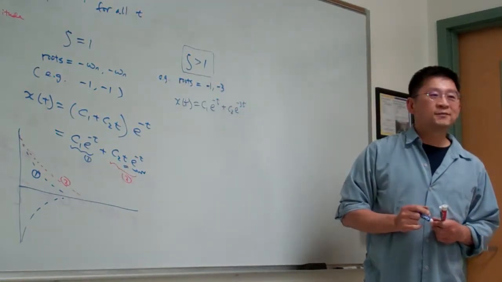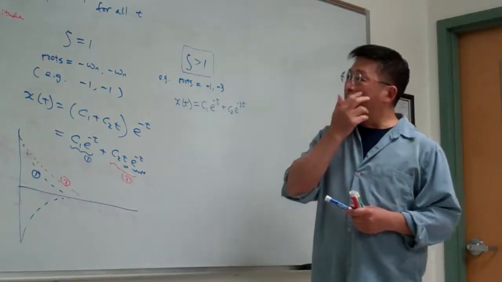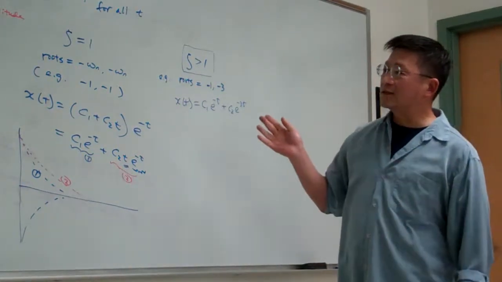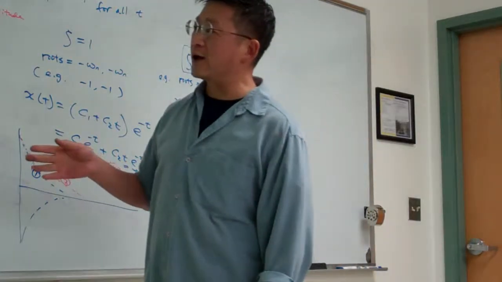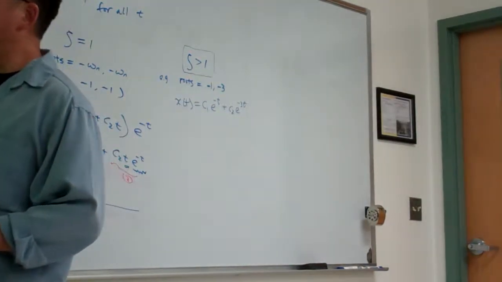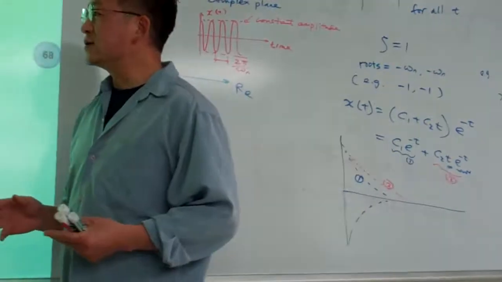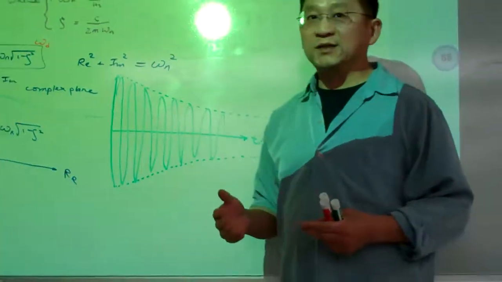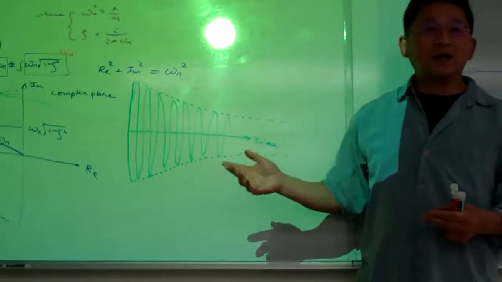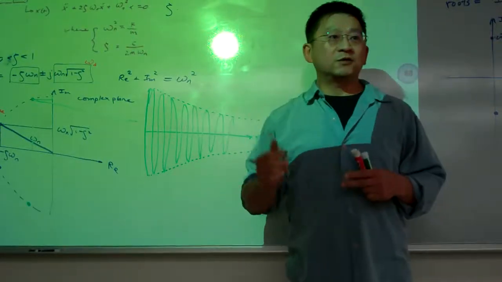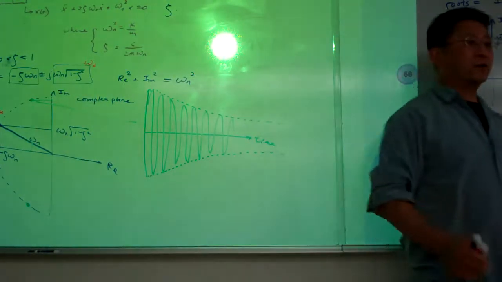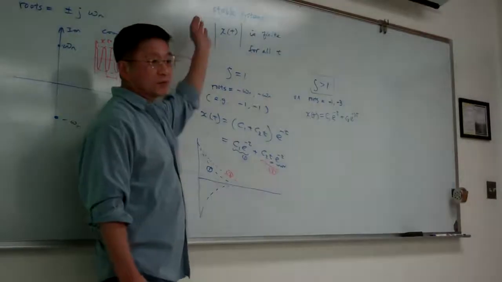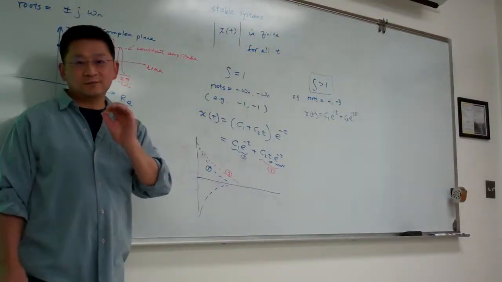Good? Okay. So here we combine two concepts. One is the graphical representation of the roots, which is given in one little section in our textbook, and then combining it with the definition of stability. Any questions?